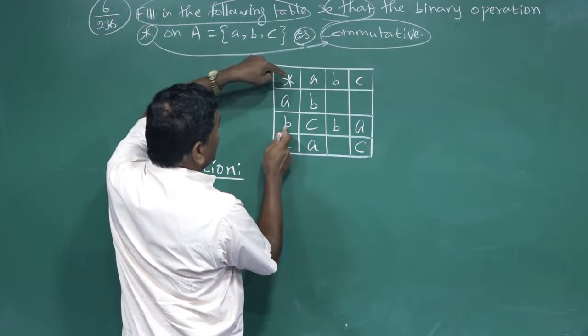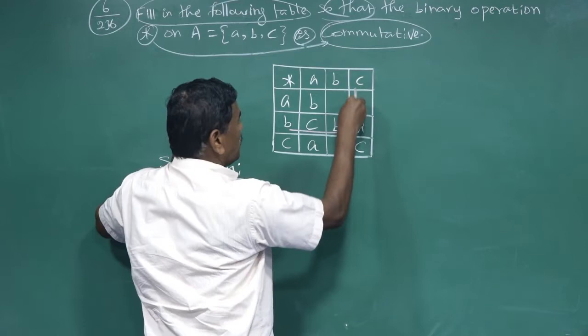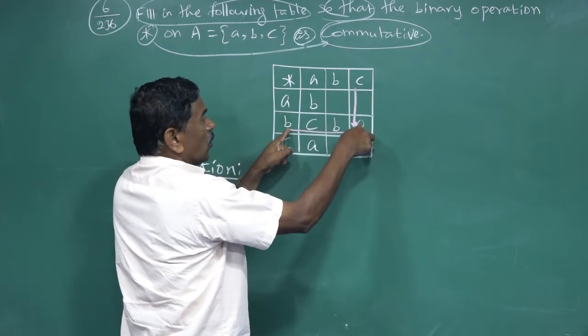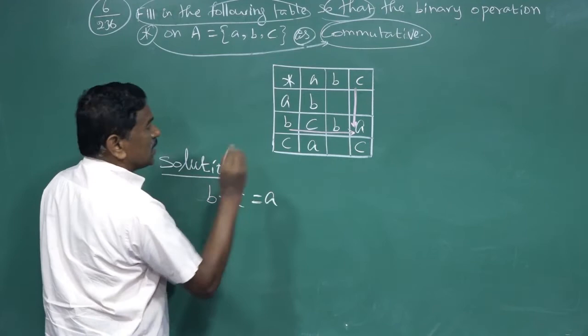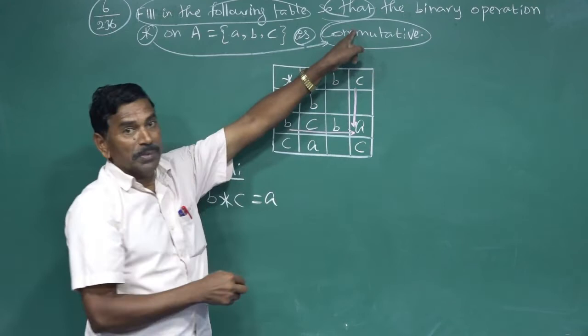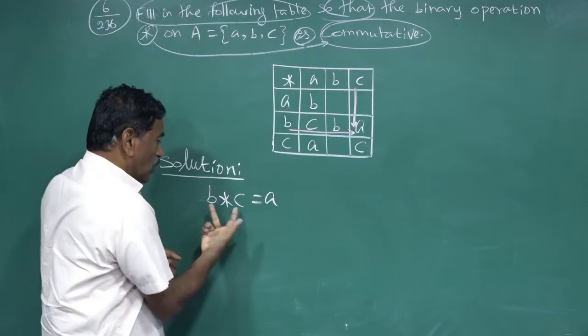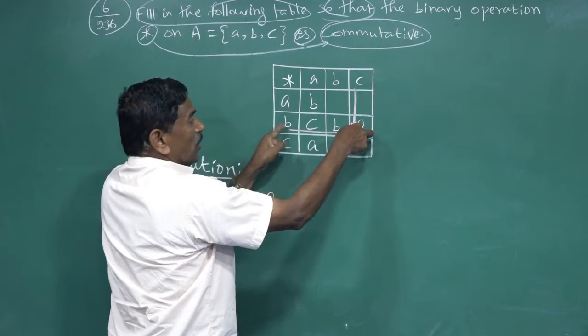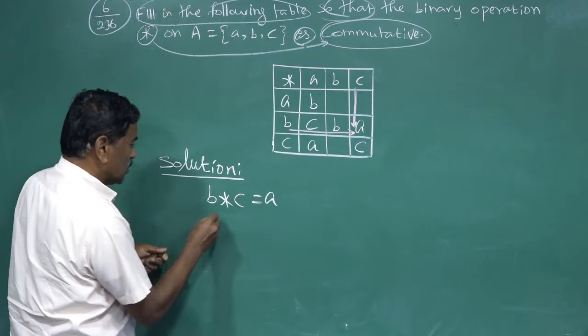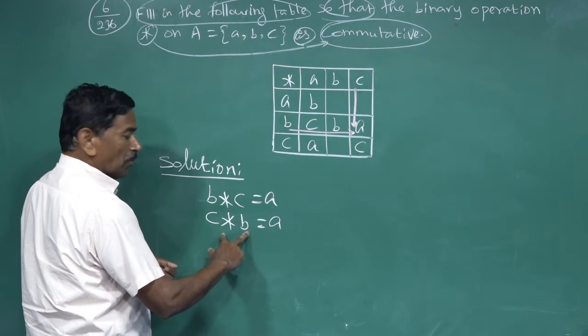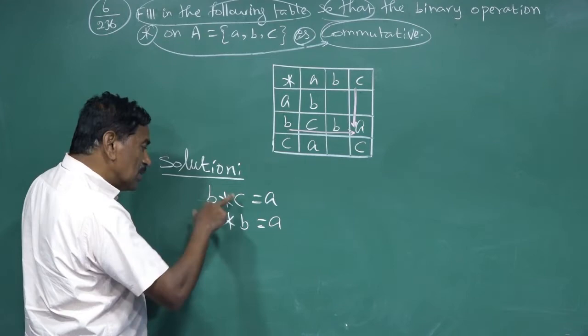B star C is equal to A. Since star is commutative, the commutative axiom means A star B equals B star A, and B star C is equal to C star B. So B star C is equal to A, which is the given answer. Because it is commutative, B star C equals C star B, so C star B is equal to A.